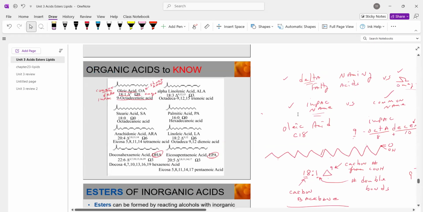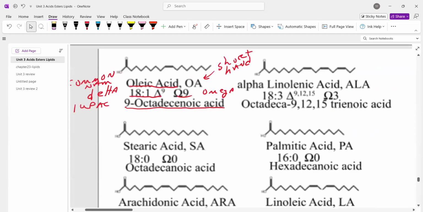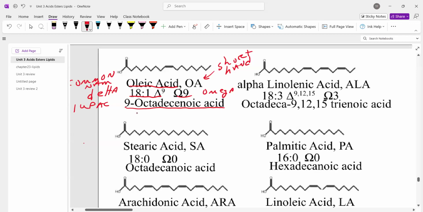What I do for practice on these naming is take this guy, just the structure, and start naming the structure. Okay, so the first part is the common name, oleic acid. Sometimes it's given a shorthand, depending on what literature or textbook you're looking at. Here's the delta version, the omega version, and the IUPAC version.